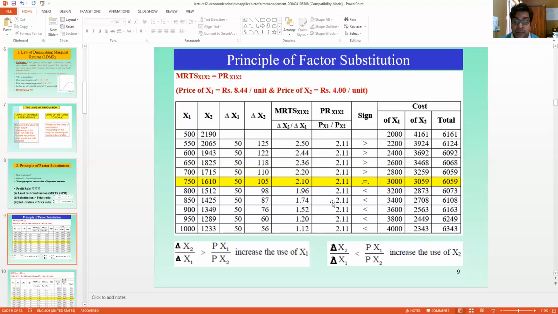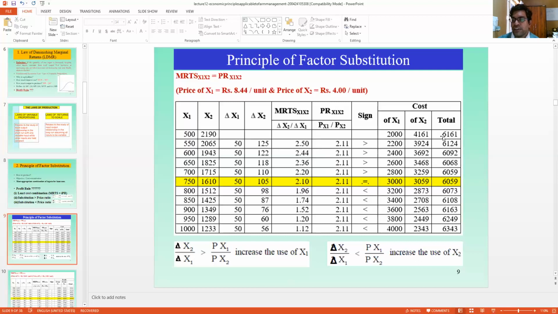Now you see the MRTS should be equal to the price ratio, because that is the point where we can get the least cost combination of using inputs, or the least cost combination of producing output. You see here the cost. This is the total cost, the contribution of the x1, x2 items.